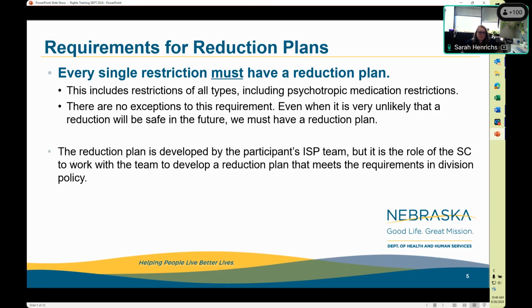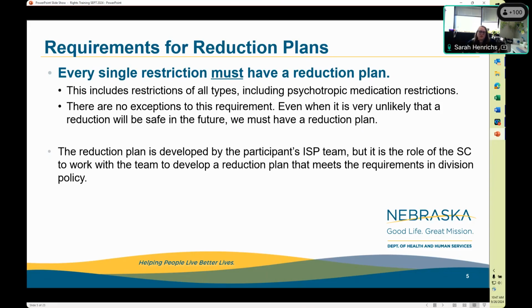The reduction plan is developed by the participant's team, but it is your role as the service coordinator to work with the team to develop a reduction plan that meets the requirements in division's policy. Because I know there are sometimes teams that you talk to that say, we don't think this should ever be reduced, and so we're not going to agree to a reduction plan. That is not acceptable. Our policies demand it. There is never a situation in which it is compliant or acceptable or meeting the division's expectations to not have a reduction plan.